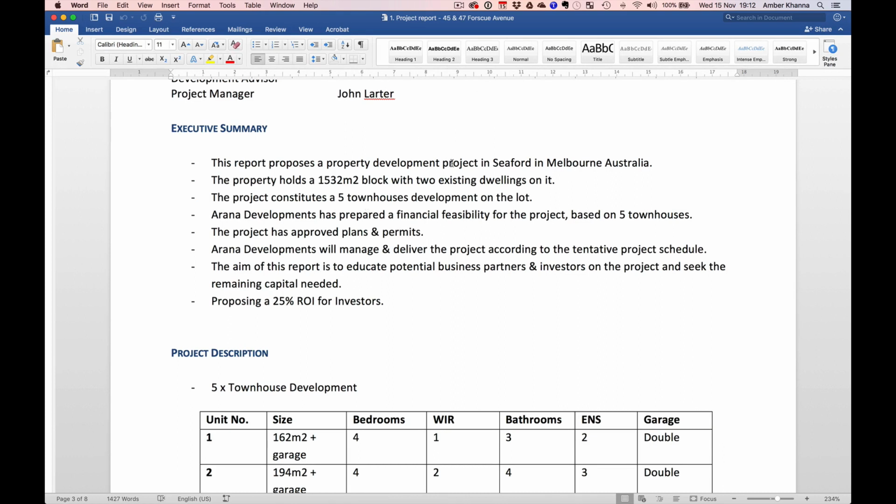Executive summary: the report proposes a development project in Seaford, Melbourne. The project holds that block, with two existing dwellings on it. The project constitutes a five-townhouse development on the lot. On a 1,500 square meter block, I would be pushing it for at least.